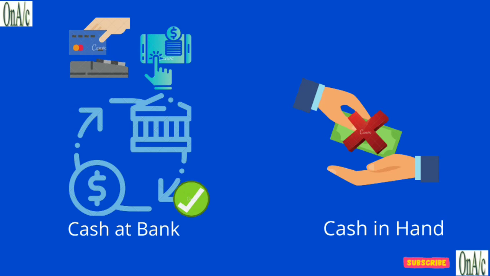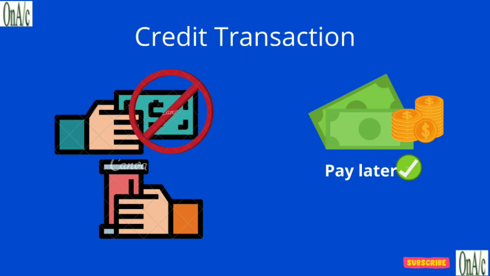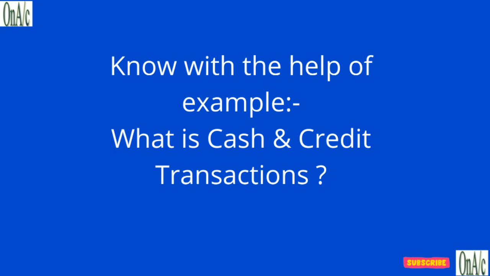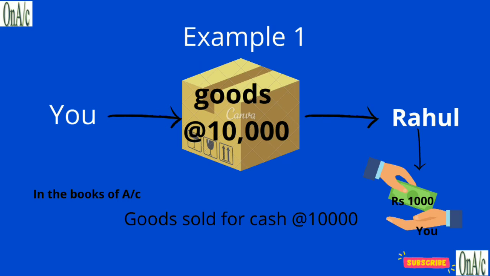Remember when I explained money or money worth? The same applies here. When cash is not paid or received immediately at the time of transaction, but it is paid or received in part or whole amount at a later date, it is called a credit transaction. Let us take an example to understand better what a cash transaction and a credit transaction are.